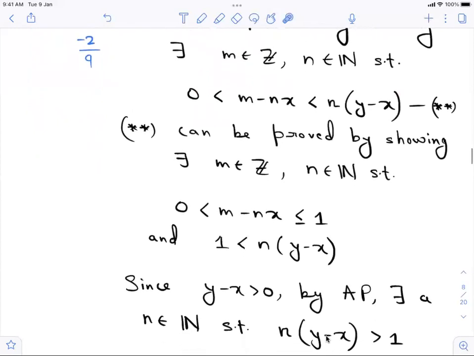So how are you going to make choices for m and n, and how does the Archimedean property come into the picture? This is what we're going to do. We're going to show that I can make a choice of m and n such that m minus nx is positive and less than or equal to 1, and n into this expression is strictly bigger than 1. If I can show these two, then this will definitely imply double star.